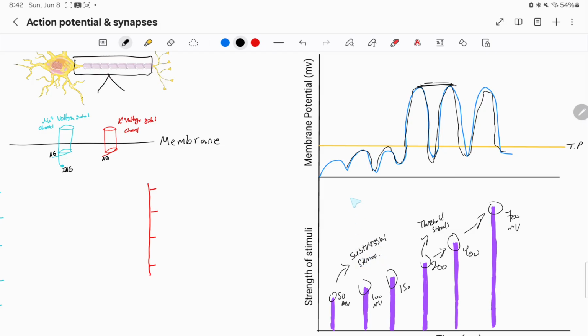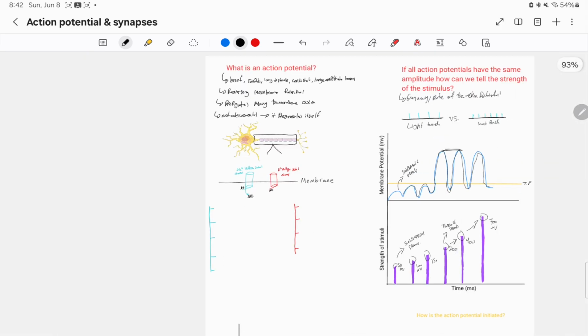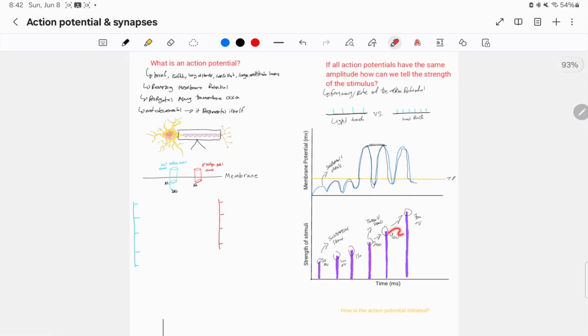And the sub-threshold stimuli, what do you notice? They're producing sub-threshold potentials. So the whole point of this experiment was to just prove to ourselves that action potentials are indeed very consistent in their magnitude.